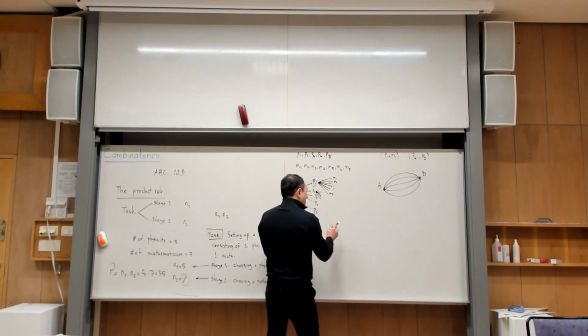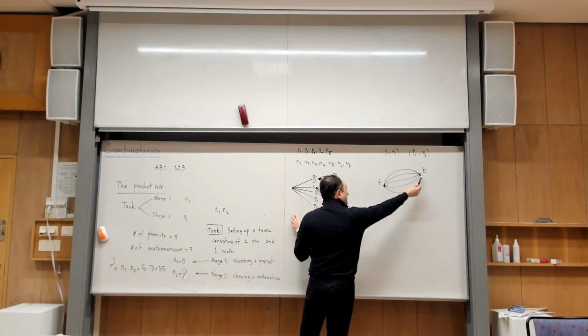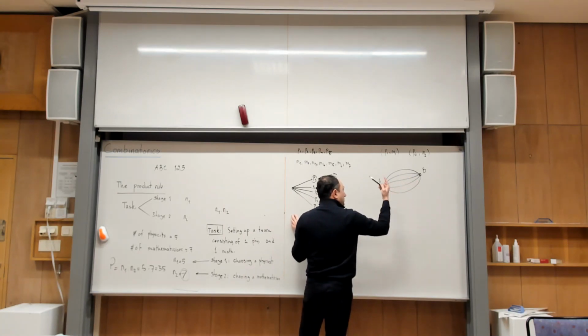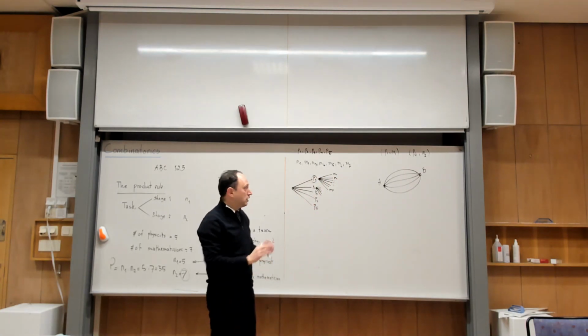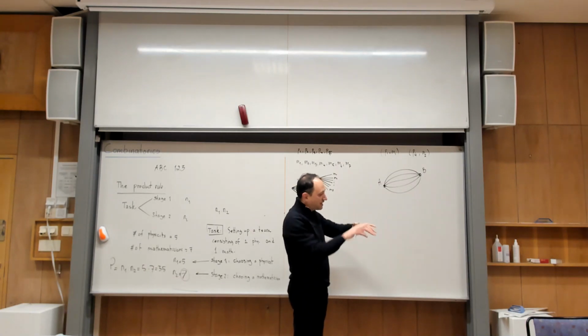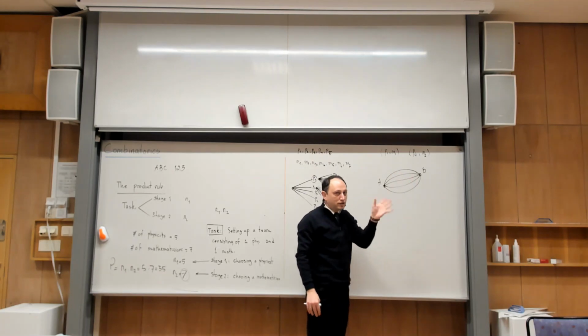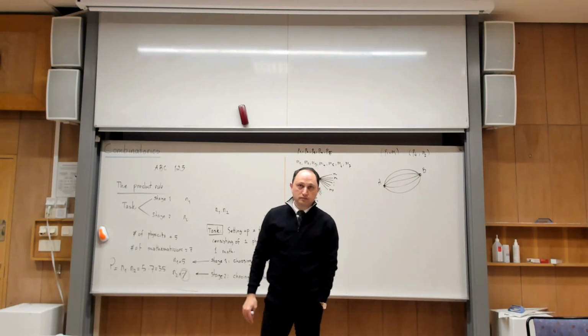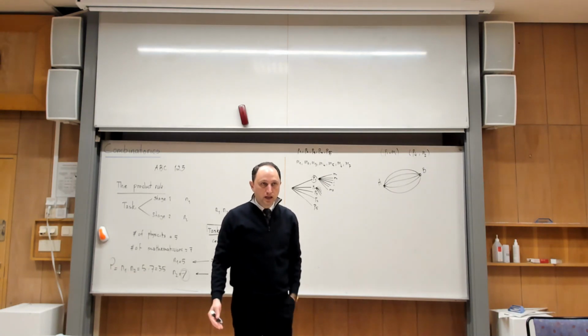I am standing here. My goal is to go to B and come back to A, but there is one constraint. I am not allowed to choose the same road for coming back. Assume that all these roads are two-way roads. This is crucial. So in principle, let me take this constraint away. In how many ways can I go to B and come back if there are no constraints at all? 25, yes.